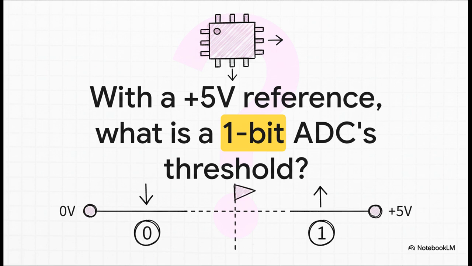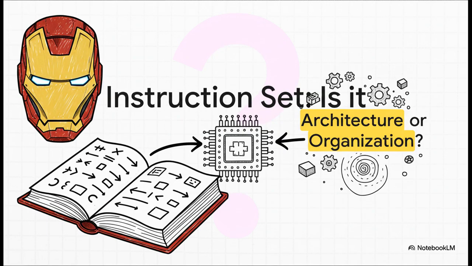Yep, you got it. It's right in the middle, plus 2.5 volts. Anything below that is a 0, anything above is a 1. Simple as that. All right, next one.